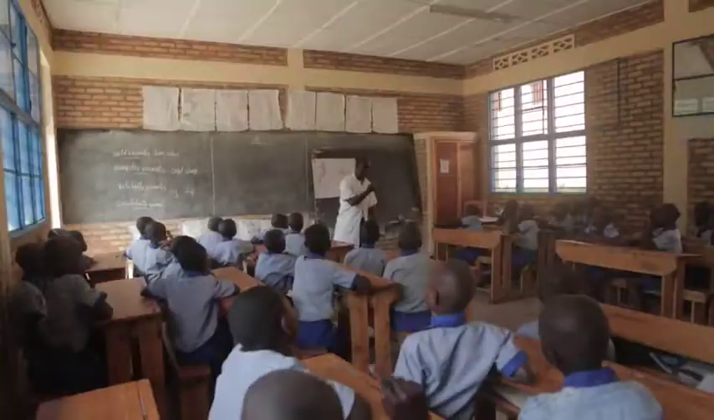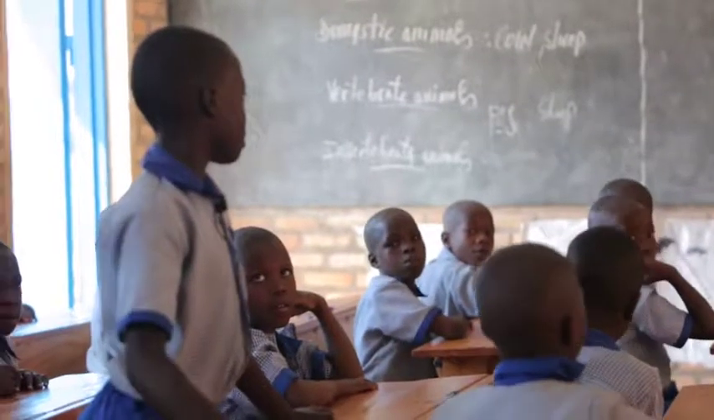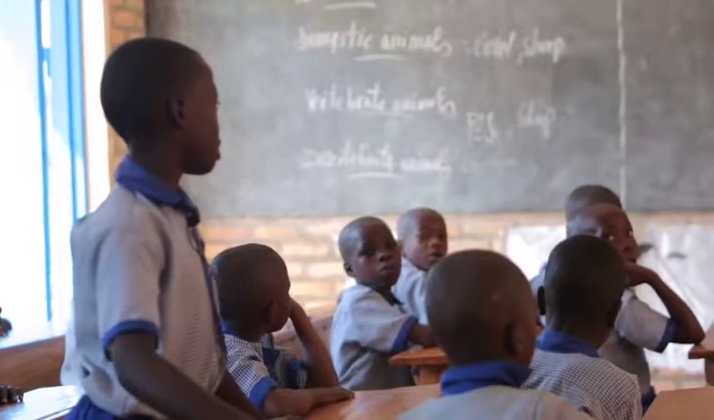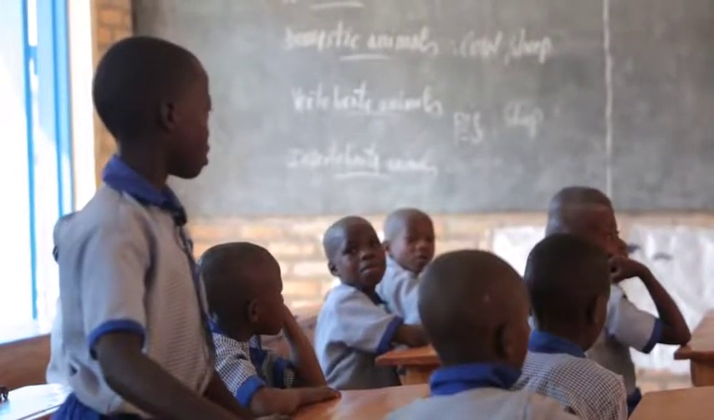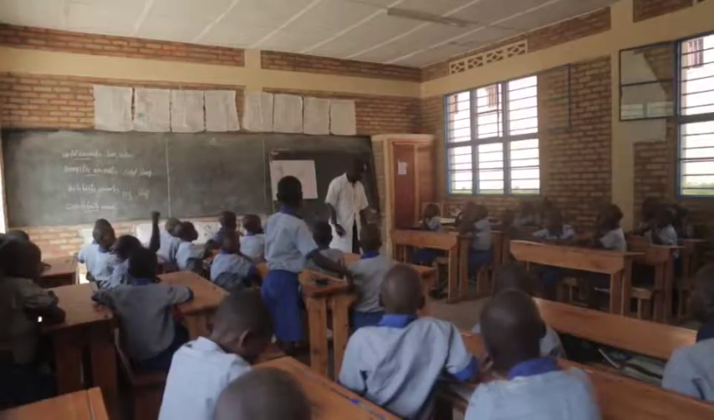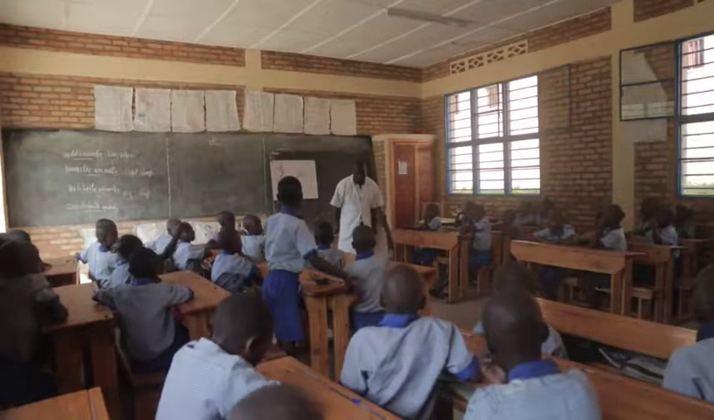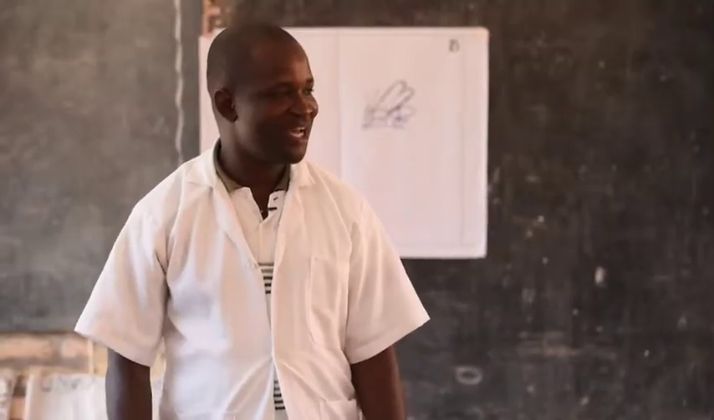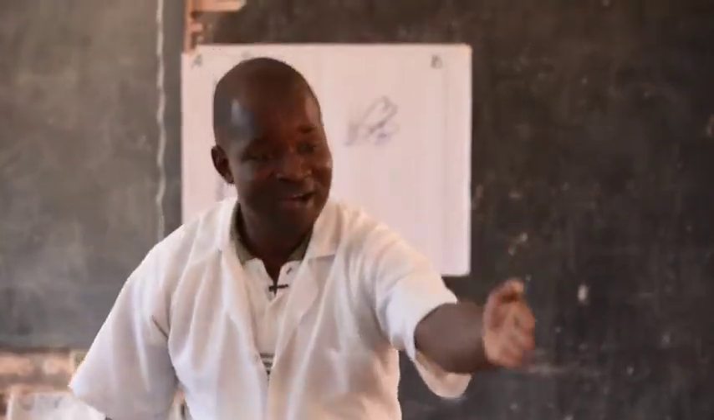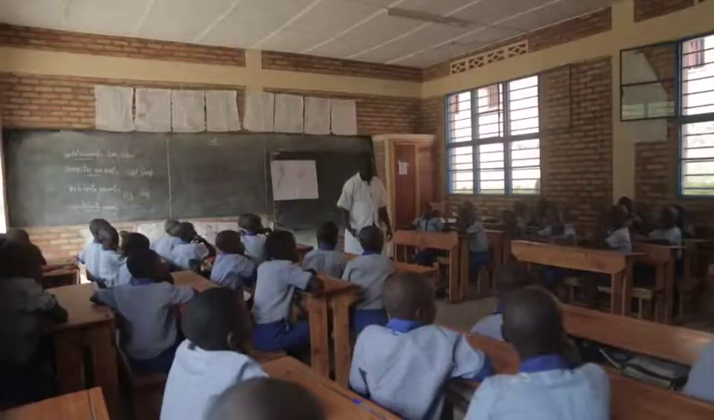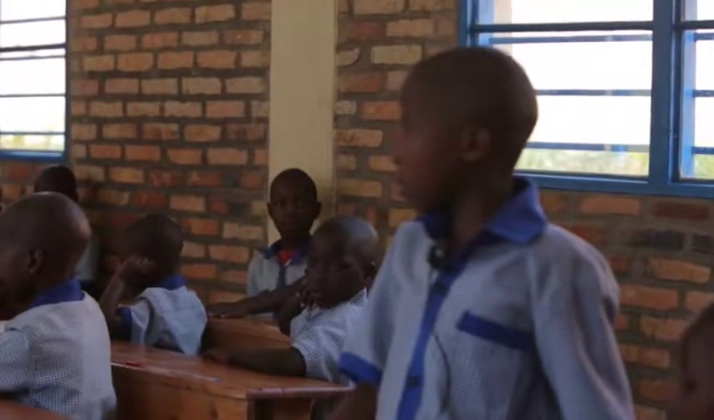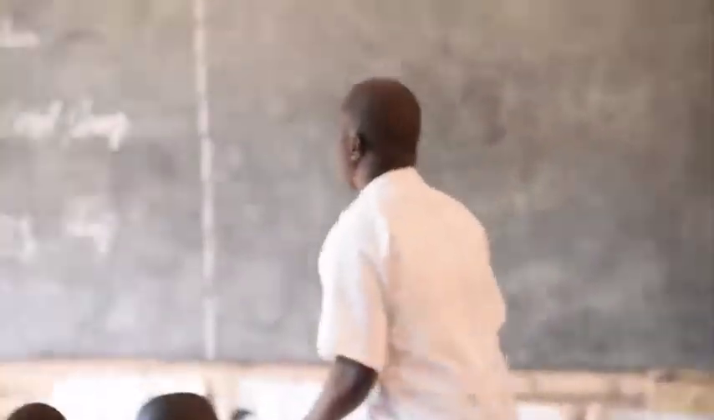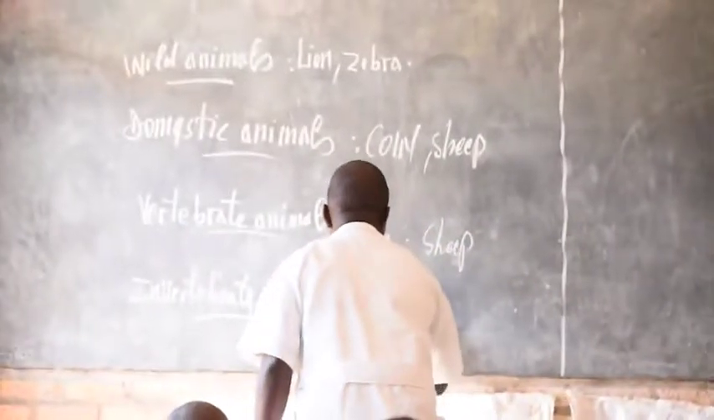Give us any example of invertebrate animal. Flower. Is a flower an animal? No. Okay, who can help him? You stand up. Bee. Good. Bee is an invertebrate animal.